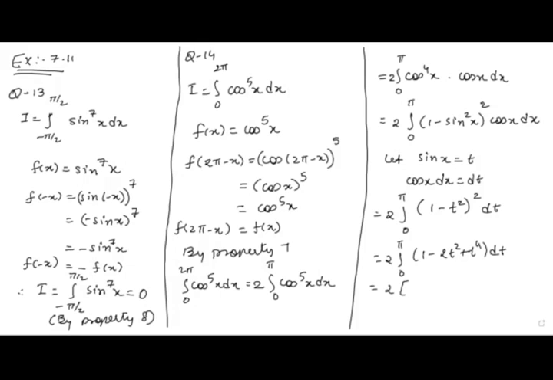Integrating, I will get t minus 2 into t cubed by 3 plus t raised to 5 by 5. Now we have two options available over here. Either I can change the limit or I can put back the value of t as sin x only. So we will not change the limit, but will keep the value of t as sin x only.